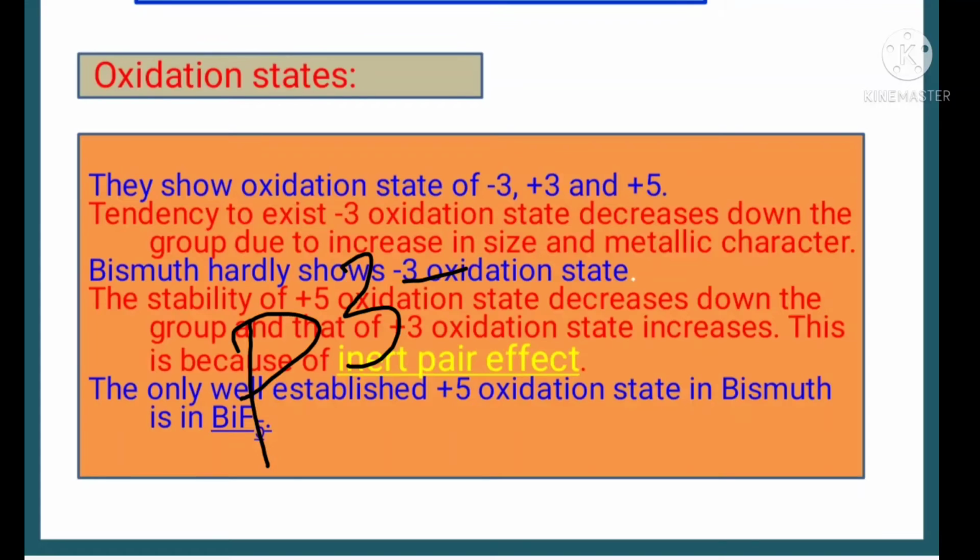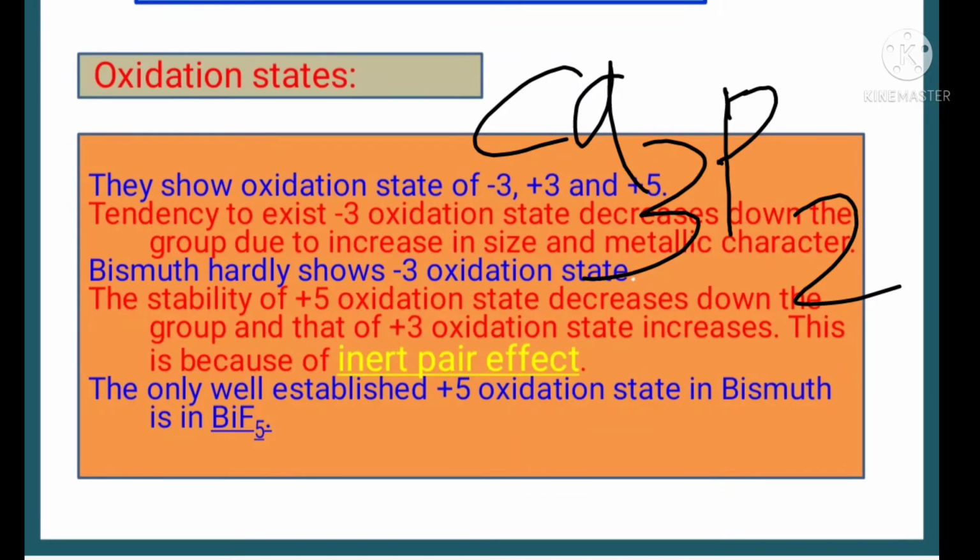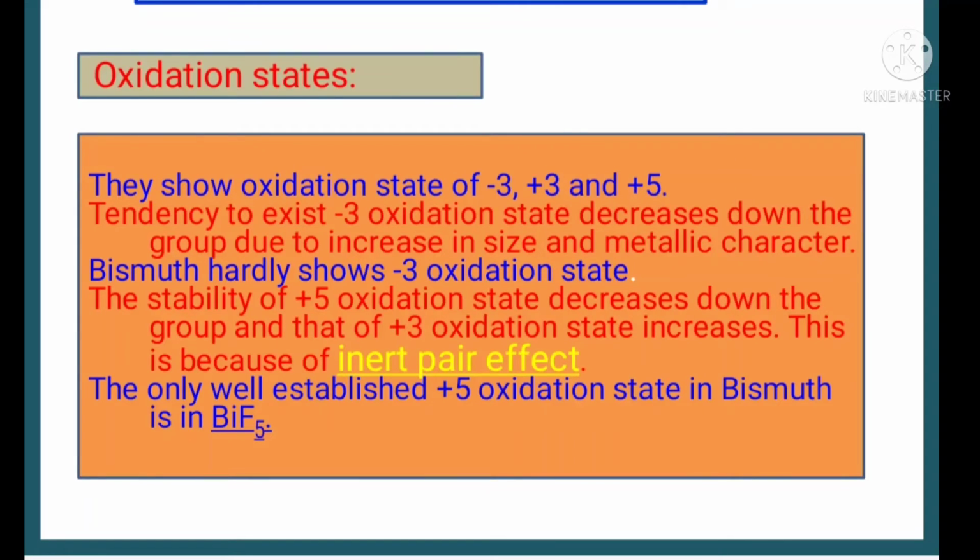Those metal nitrides contain the nitride ion N3-. The phosphide ion P3- is present in calcium phosphide, Ca3P2. The remaining members of this family do not form the -3 oxidation state, because the tendency to exist in the -3 oxidation state decreases down the group due to increasing size and metallic character. In addition to the -3 state, group 15 elements exhibit +3 and +5 oxidation states.